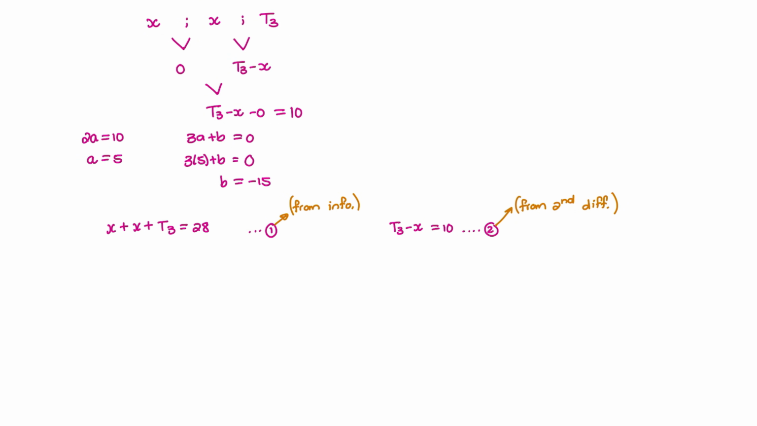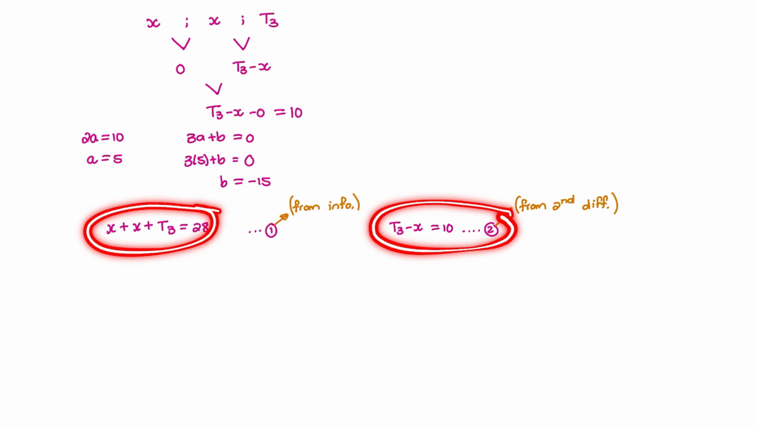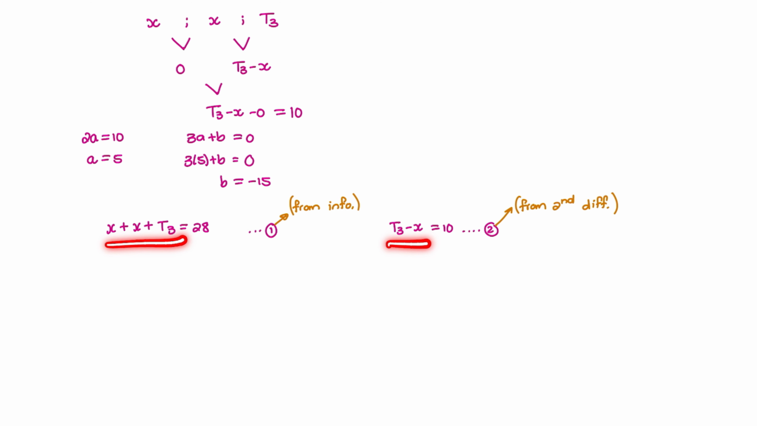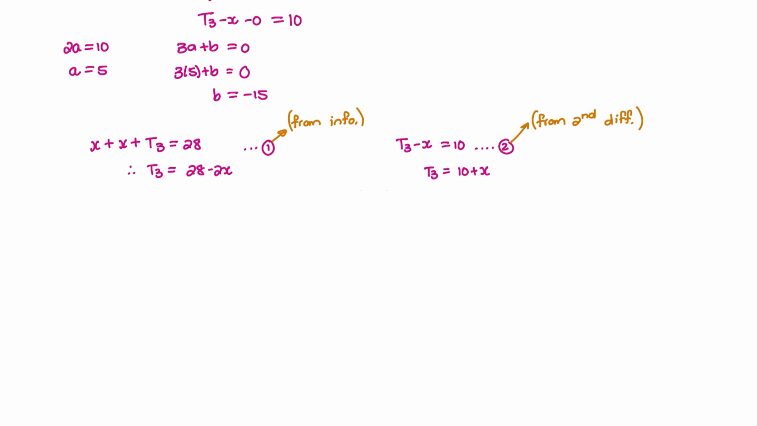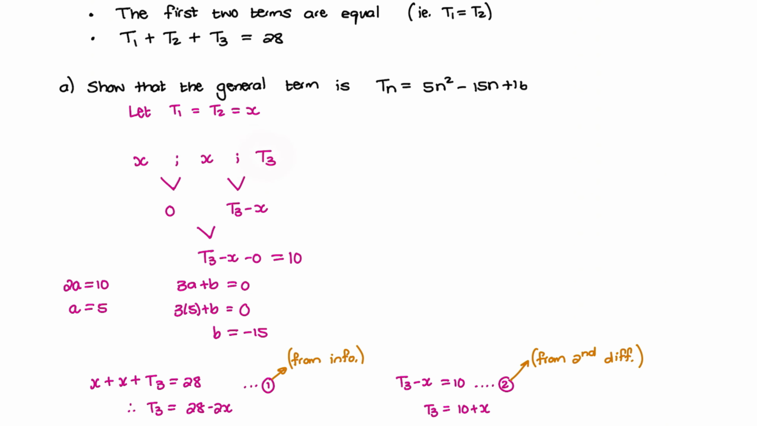So can you see we have two equations now that are both linear equations. In both of those equations, we have the same variables. We have x's and t3. If I manipulate those equations, in the first one, I can isolate t3 by moving the two x's to the right-hand side. So term 3 is equal to 28 minus 2x. And in the second equation, I can isolate t3 by moving the x to the right-hand side. So t3 is equal to 10 plus x. But can you see that term 3 and term 3 are supposed to be the same value, because it represents one position on our number line.